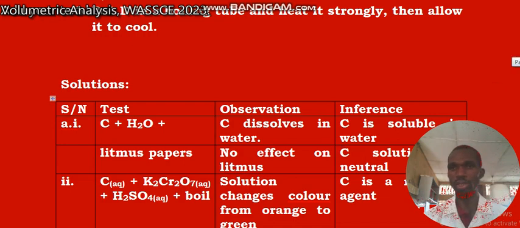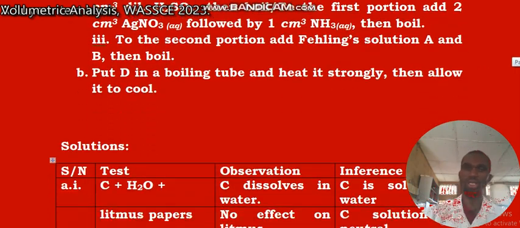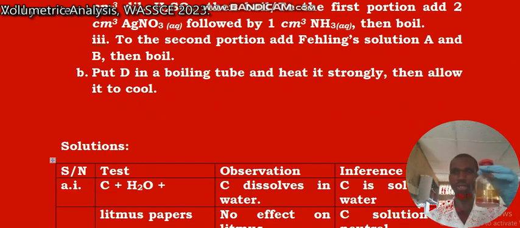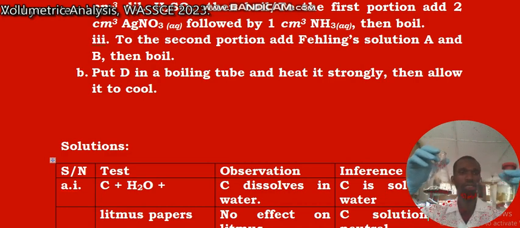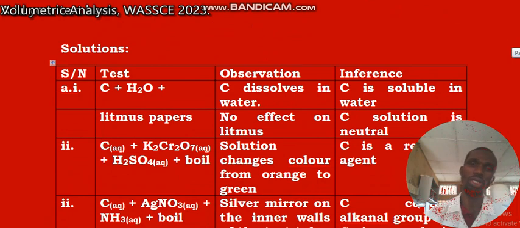Then the next one is part two. You are asked to divide the resulting mixture into two. To the first portion, add 2 cm³ of K2Cr2O7, that is potassium dichromate, followed by 1 cm³ of dilute H2SO4, then boil. This is potassium dichromate; it's orange in color. When you add the acidified potassium dichromate and boil it, the color changes from orange to green. Of course, that shows that the sample is a reducing agent. It's only the reducing agents that do that.